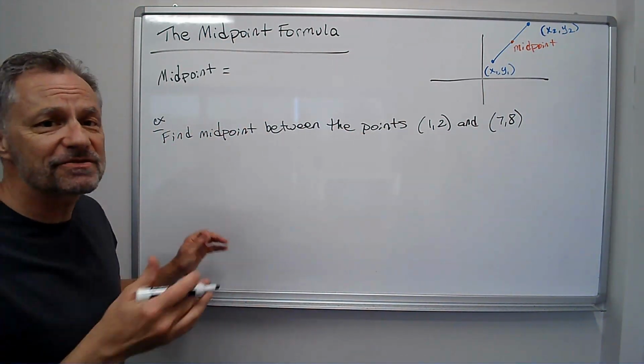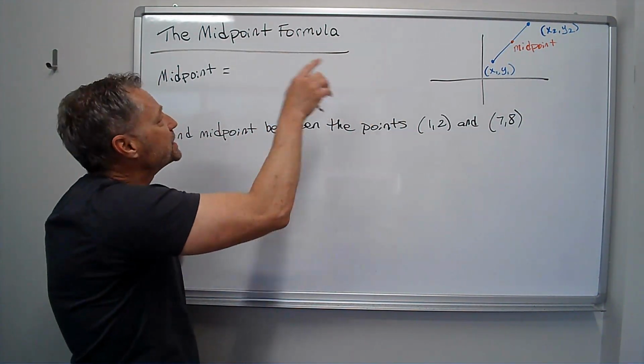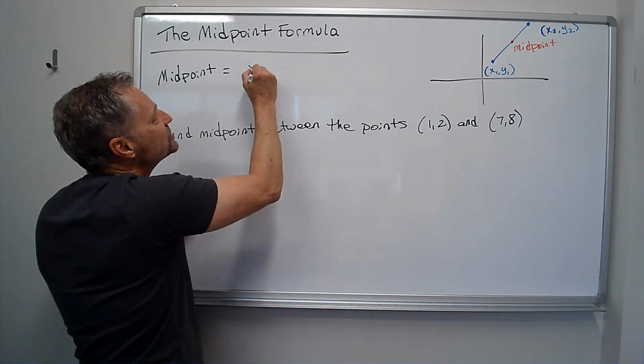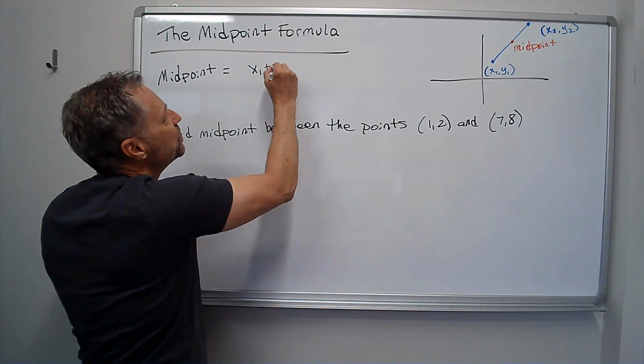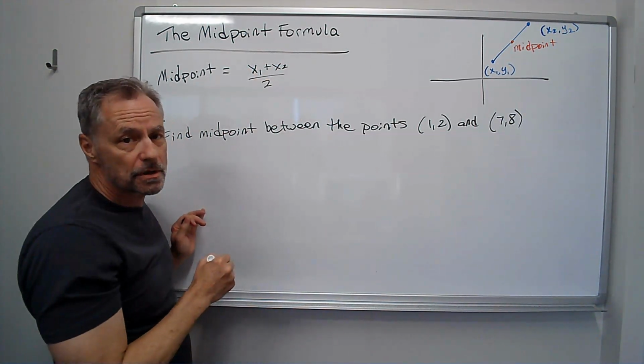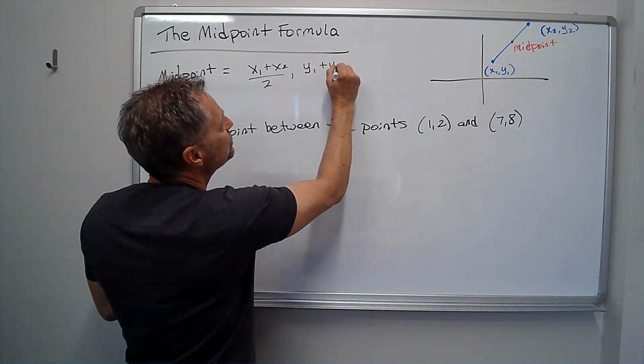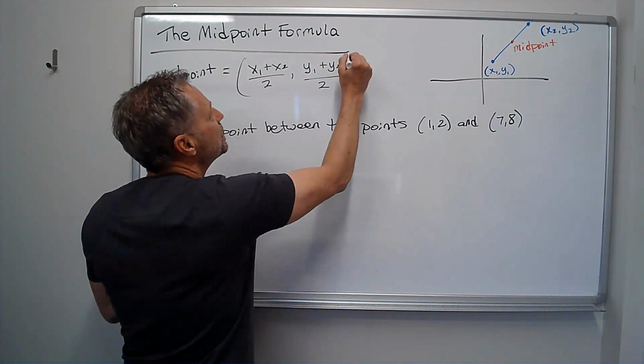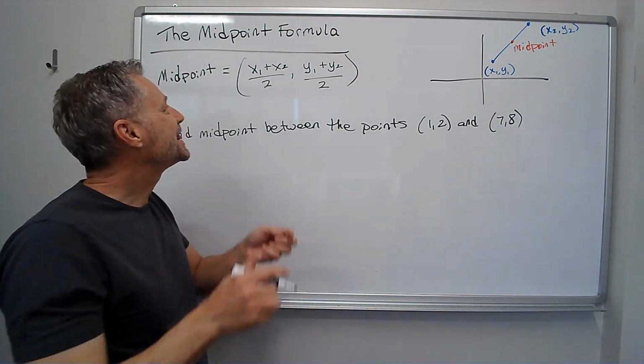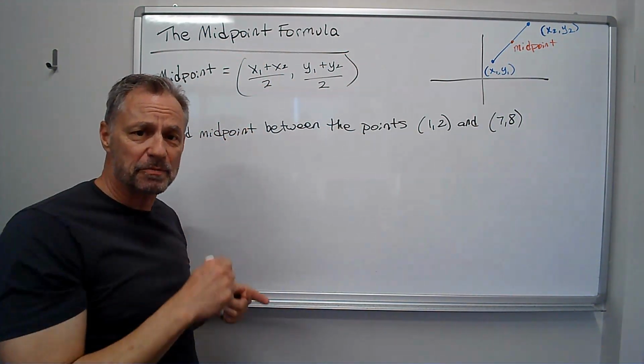How do you find the average of the x's? Well, the x point is the average of the two x values. It's x1 plus x2 divided by 2. And the average of the y values is y1 plus y2, also divided by 2. And it's just that as a point. That's my formula for the midpoint.